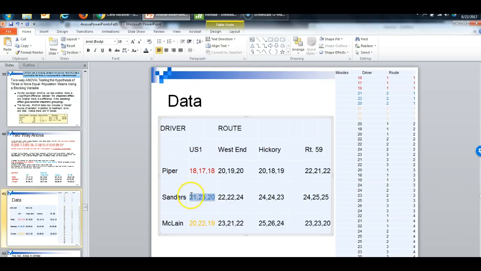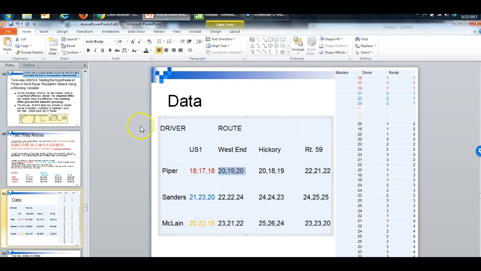So Sanders, I put these data in, 21, 23, 20. That's going to be driver number 2, but it's still route 1 because we're still US 1. Now McLean, that's 20, 22, 19. That's driver 3, route 1. Next we'll go back up here, 20, 19, 20. That'll be driver 1, but route 2. And then we'll go and do all of route 2. Got it? So does everybody see that we have to reconstruct the table so that Minitab can understand it?